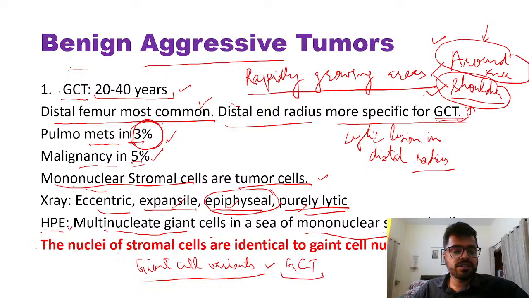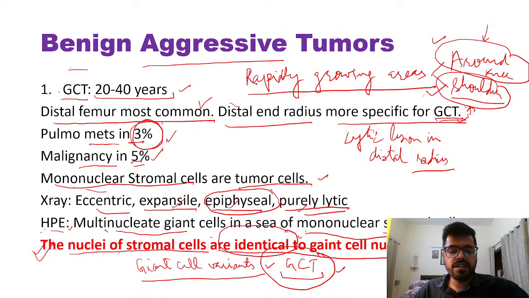So this is the thing. The nuclei of the stromal cells are identical to the giant cell nuclei in GCT. This is a hallmark of GCT, that the nuclei of all the cells will be identical. This is not seen in giant cell variants. So the hallmark of GCT is that we have to look at the nuclei of both the cells.